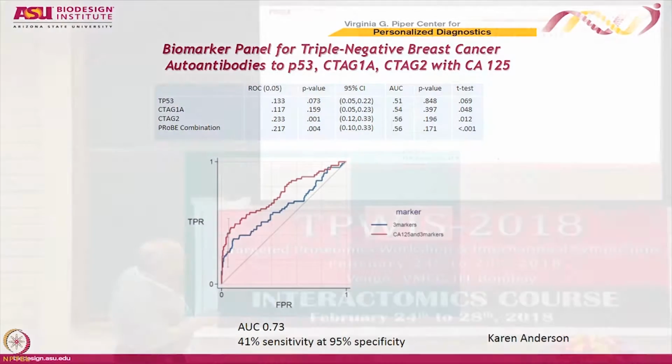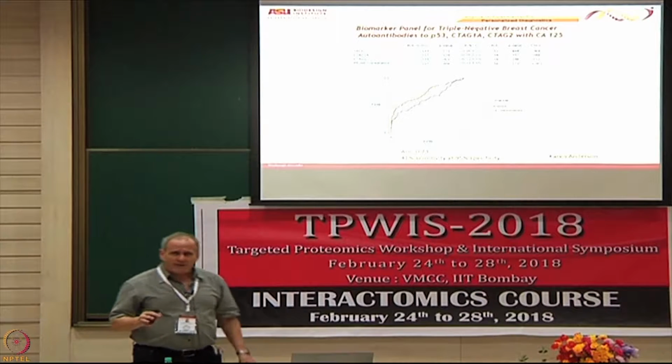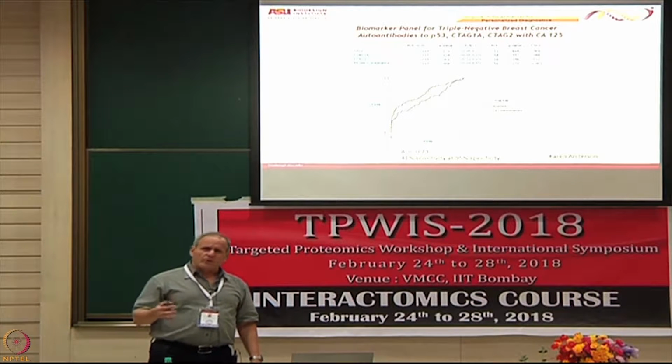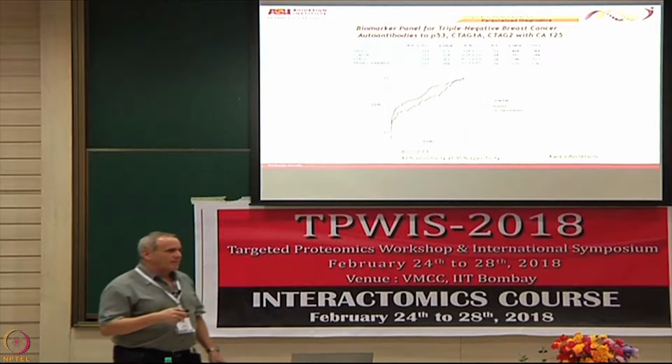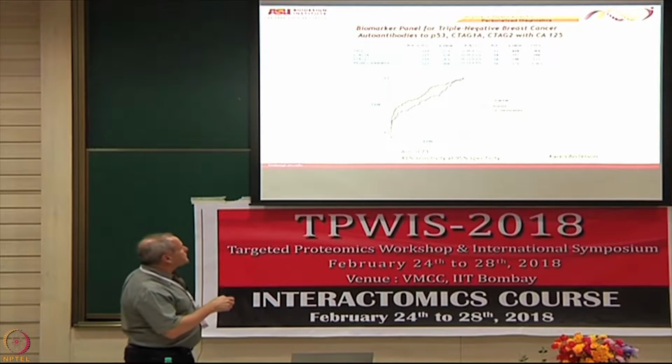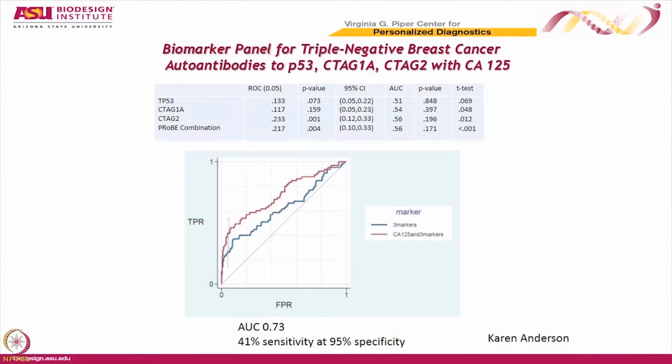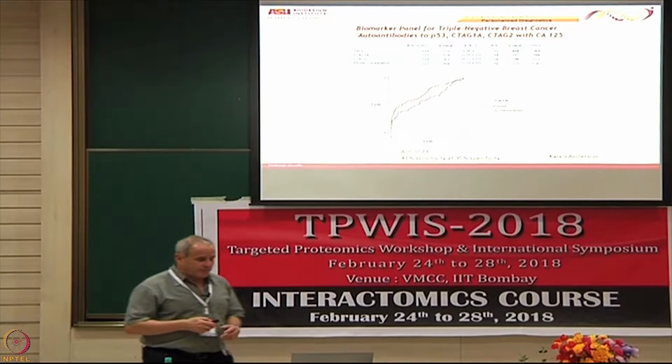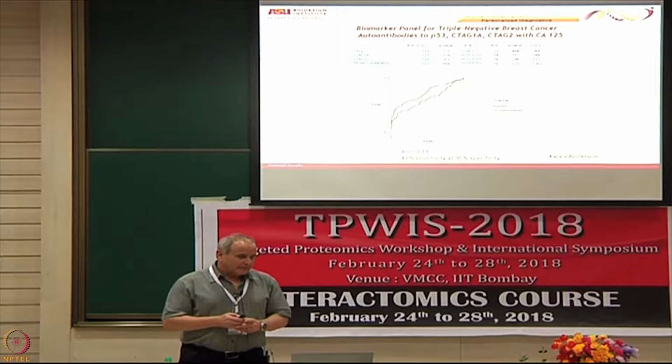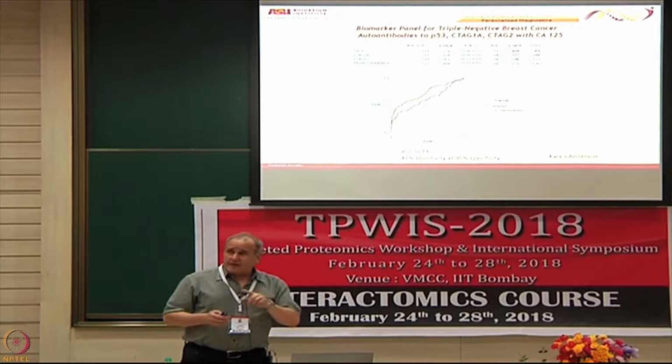Here's the AUC curve. We didn't really talk about AUC curves. I think you're going to get that soon when you get your statistics lecture. But this gives you some flavor of that. And then we added that together with CA125 to get a slightly better performance here in red. And so this right now, I think, is the best blood test for basal cancer. Okay, any questions on that?